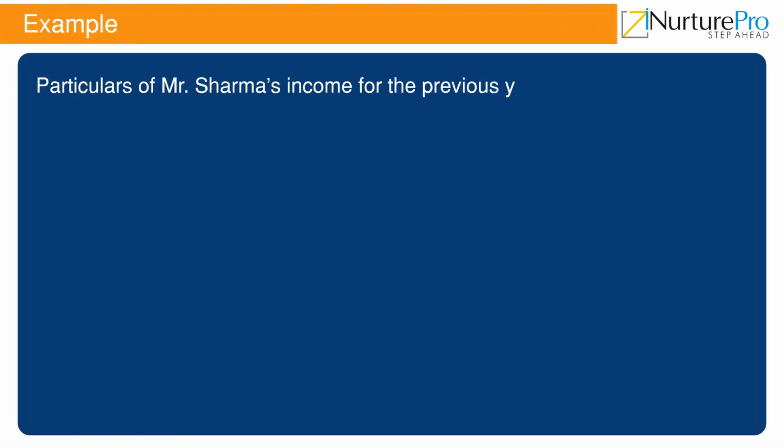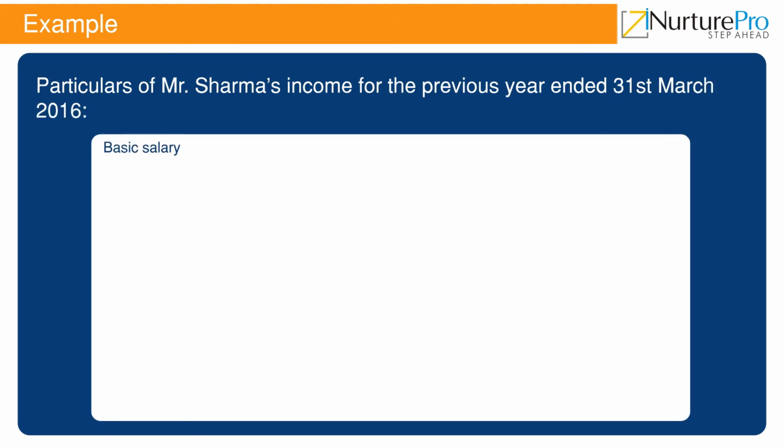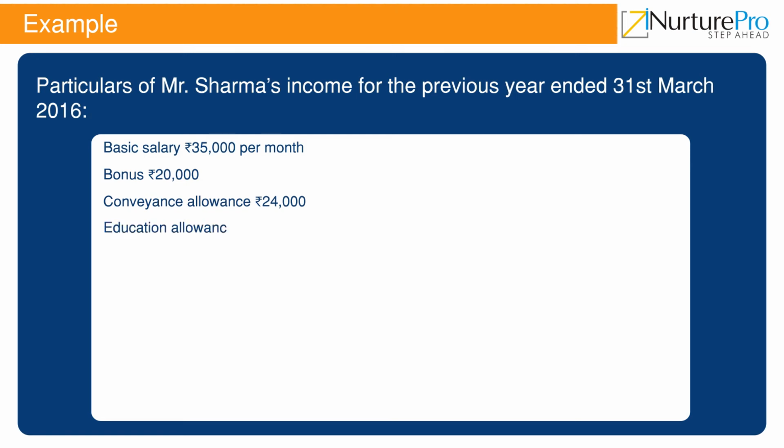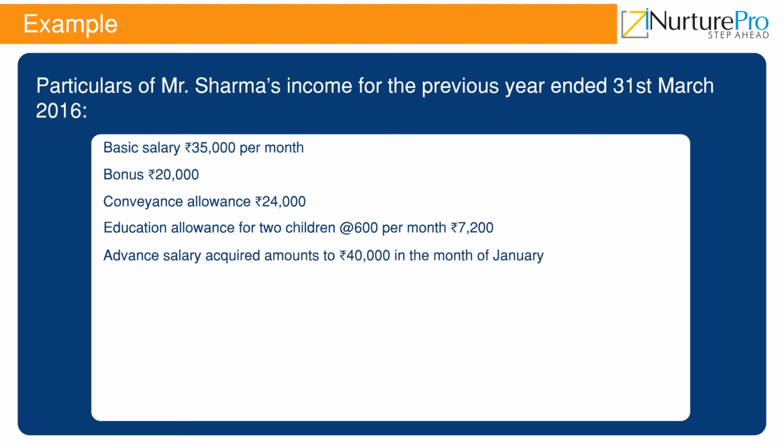Particulars of Mr. Sharma's income for the previous year ended 31st March 2016. Basic salary rupees 35,000 per month. Bonus rupees 20,000. Conveyance allowance rupees 24,000. Education allowance for 2 children at rupees 600 per month is equal to rupees 7,200. Advance salary acquired amounts to rupees 40,000 in the month of January 2016. Monthly rent of rupees 6,000 earned from a house.